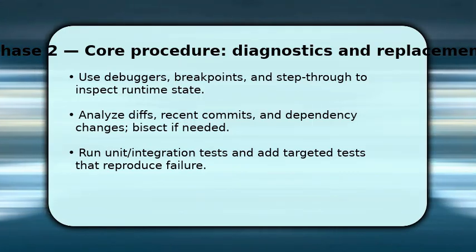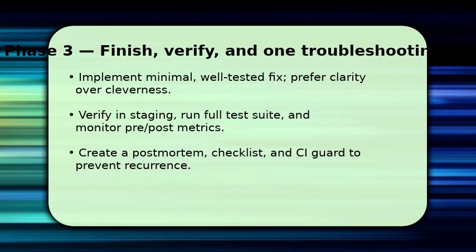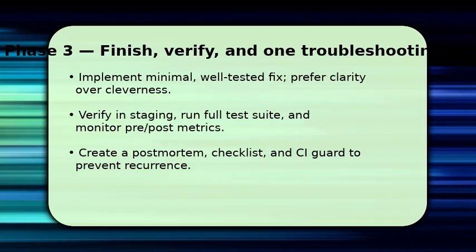You implement the smallest clear fix that resolves the failing test and preserves behavior, then run the full test suite locally. Once passing, deploy to staging and run smoke tests while monitoring logs and metrics for regressions. Make sure to include a rollback plan before pushing to production.